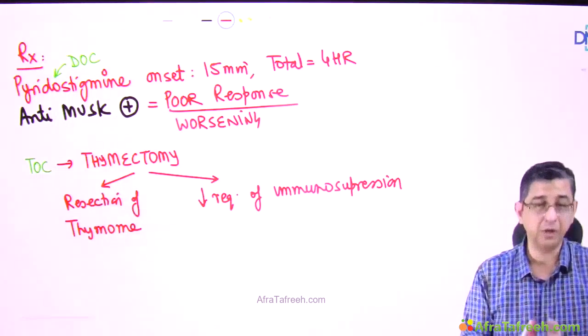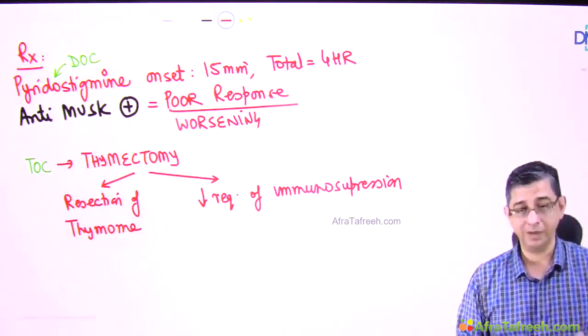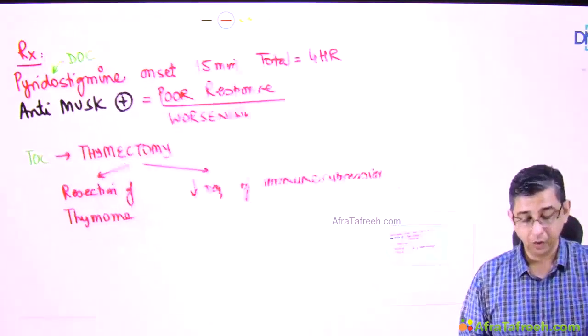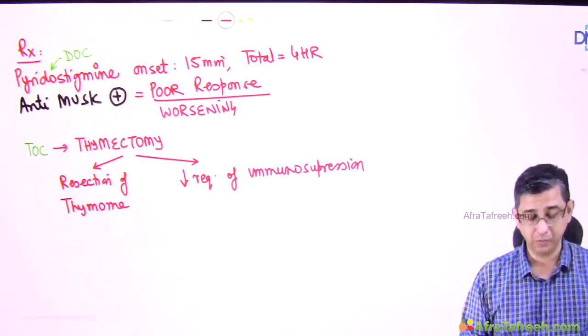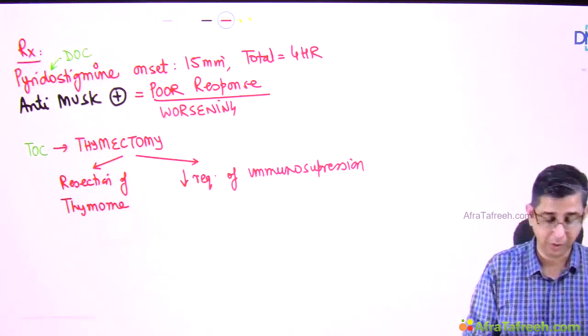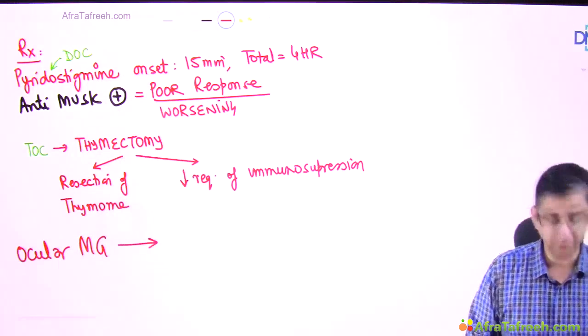But our objective in generalized myasthenia gravis is mainly to convince the patient to sign up for thymectomy as early as possible. In ocular myasthenia gravis, however, the protocol says that first give pyridostigmine, and if it's a poor response, then straight away go for immunosuppression. Do remember my words very carefully. We do not recommend thymectomy in ocular myasthenia gravis.